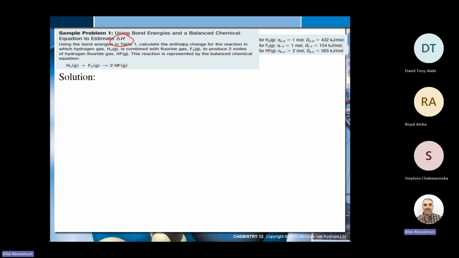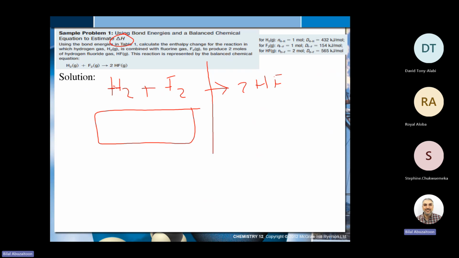Now what to do? H2 plus F2 produces 2HF. As I said earlier, I will tell you exactly what to do step by step. Now, I will make a line here, okay? And I'll find all the energies for the reactants minus all the energies for the products, and this is the value of the overall delta H naught reaction, okay?